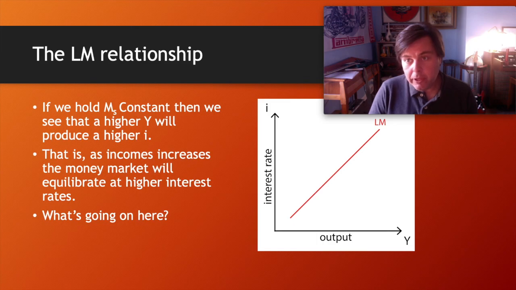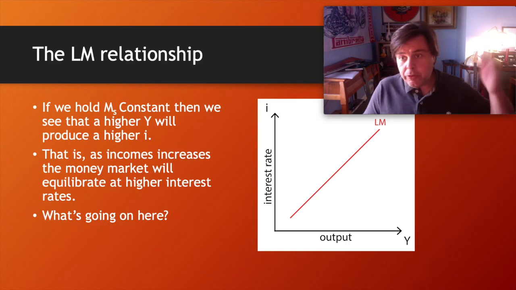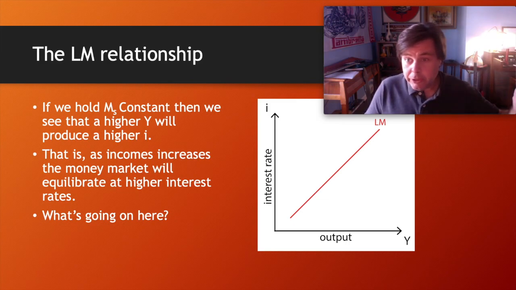How steep is that LM function? Again, as I said a moment ago, it depends upon those sensitivities. How are people's money demand and business money demand, it's not just households, how is money demand in general responding to changes in interest rates? As interest rates are going up, are people getting out of cash and starting to get into interest-bearing assets, or are they sort of sitting on cash?